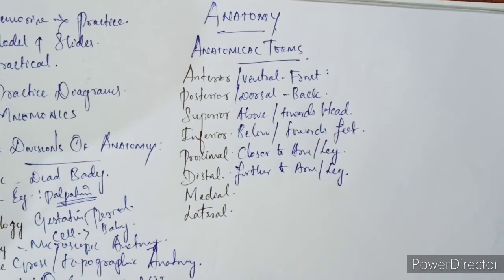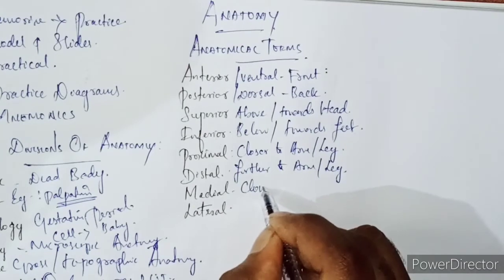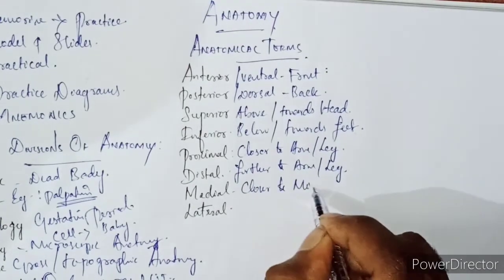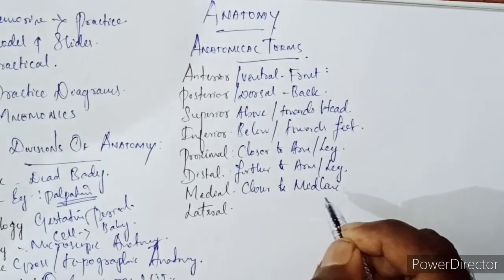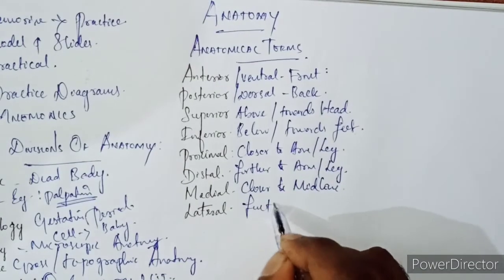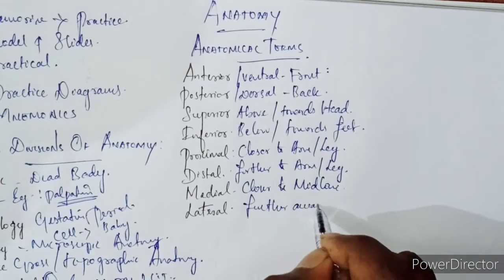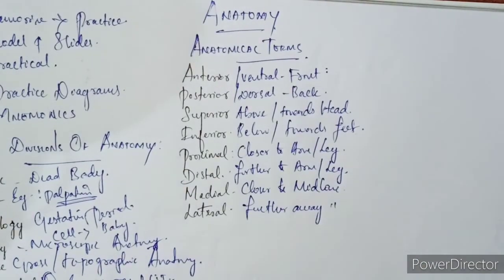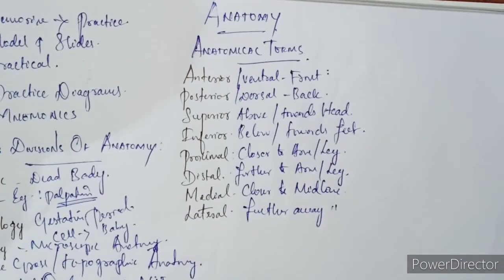We have medial and lateral. In our body we have an imaginary midline. Anything towards the midline or closer to the midline is denoted as medial, and lateral is further away from the midline.